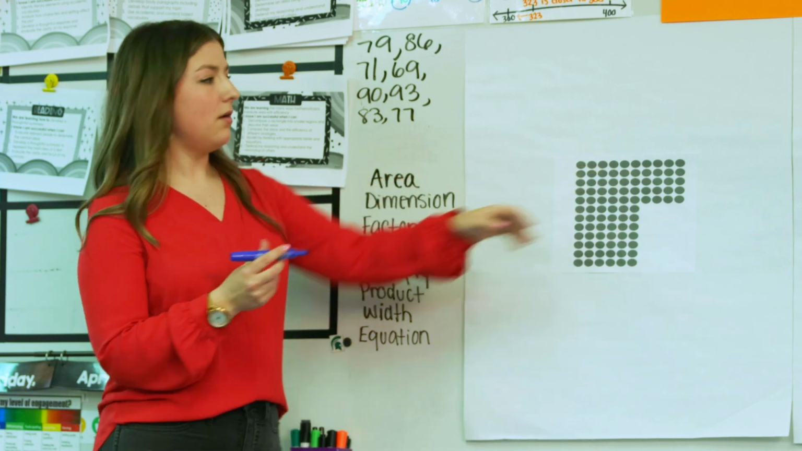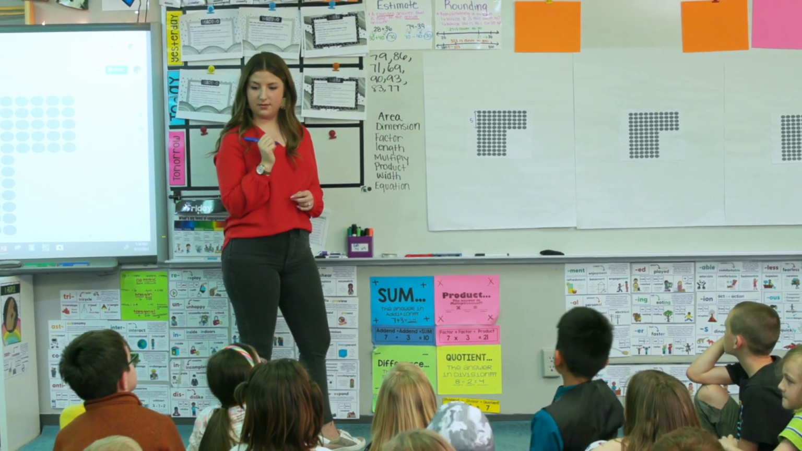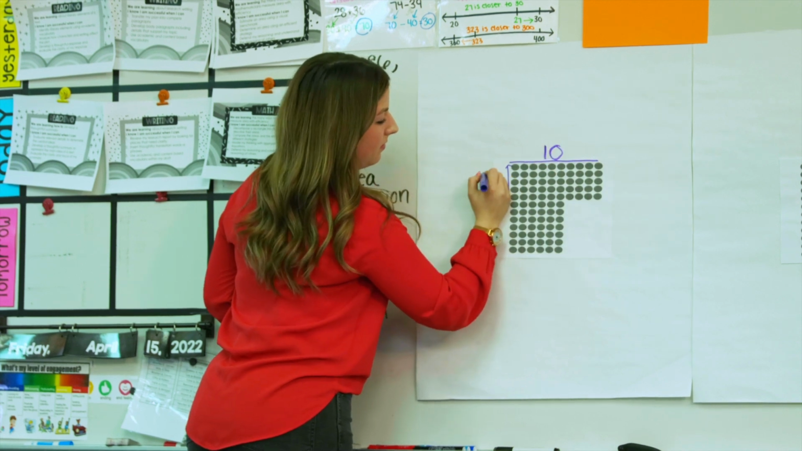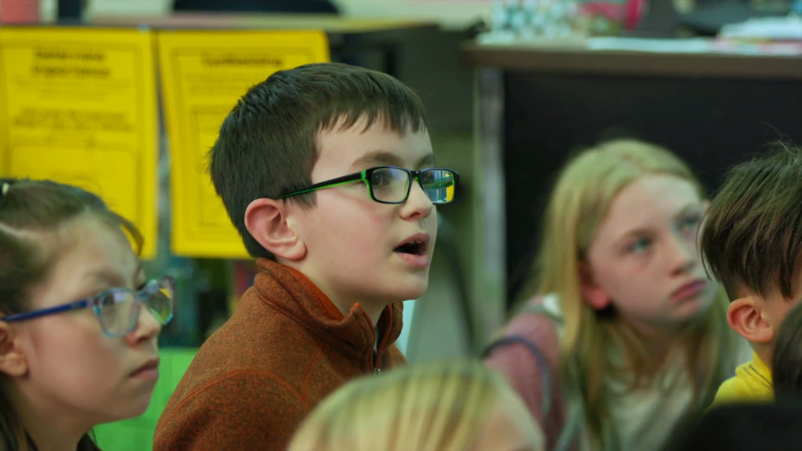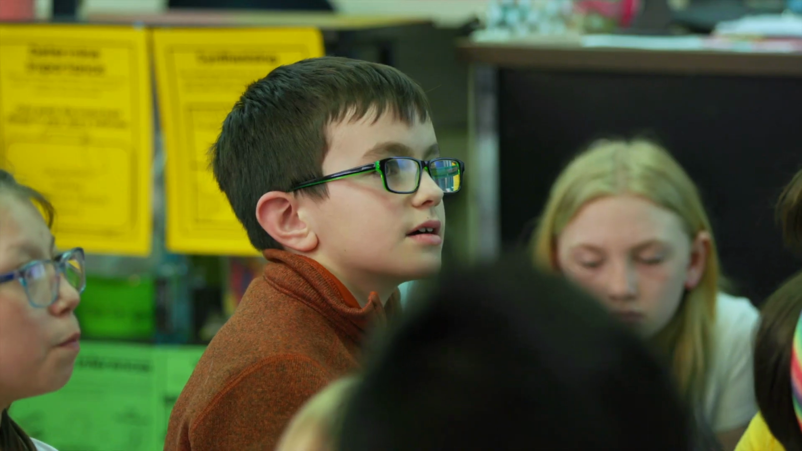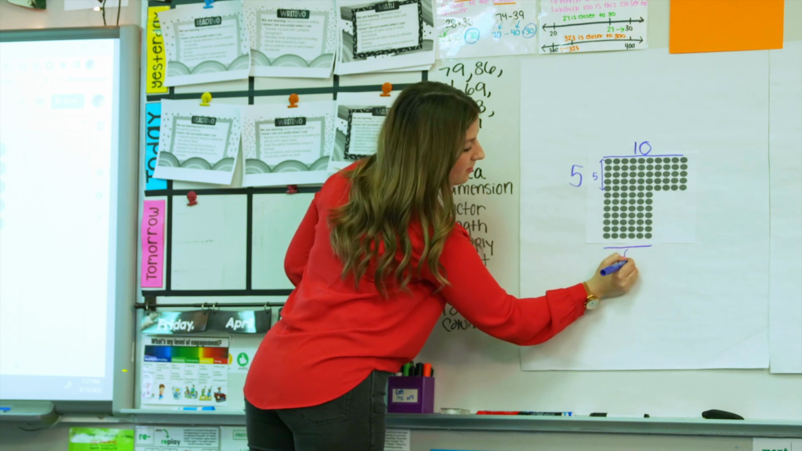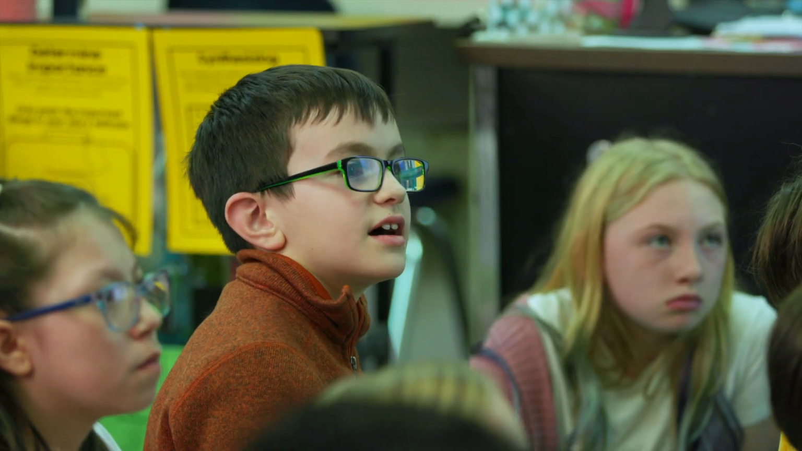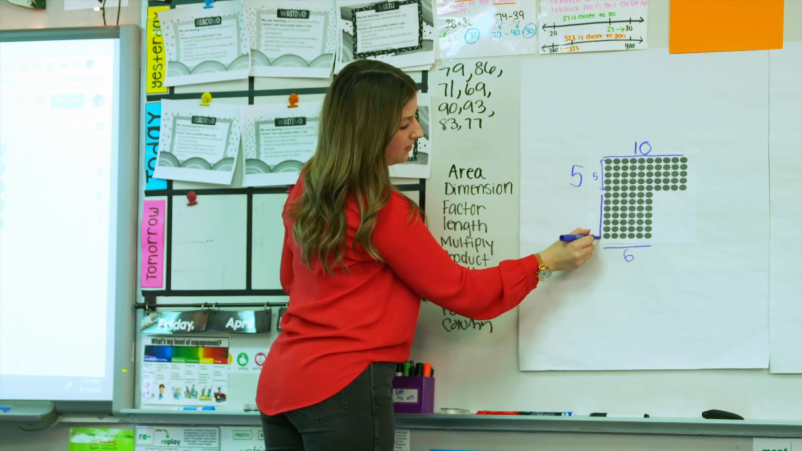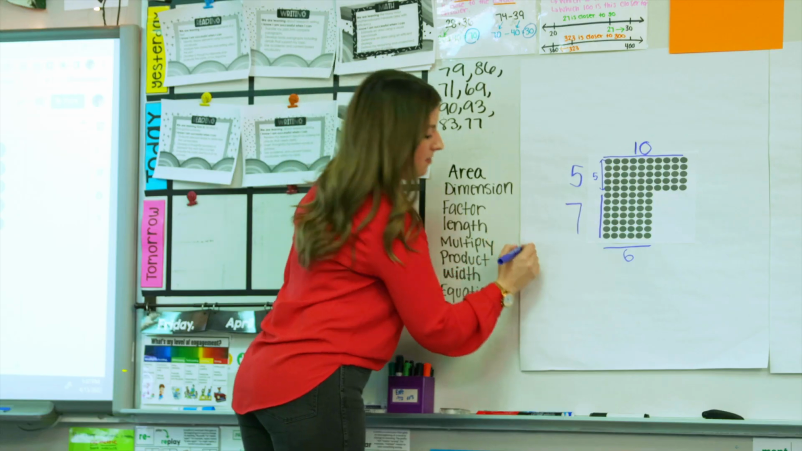At this top part? Okay, so you noticed 5 rows. And how many columns? 10. Okay. And then at the bottom, I see 6. 6 what? What's our math word that you can use to describe that? Column. So you see 6 columns. And I see 7 rows, 1, 2, 3, 4, 5, 6, 7. Okay, and then 6 times 7.